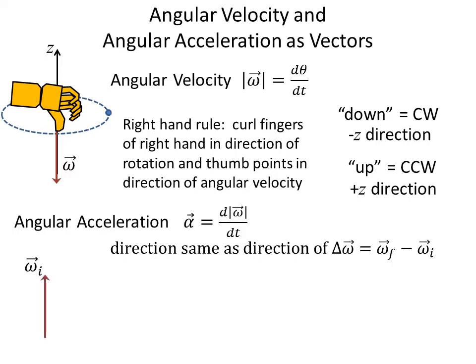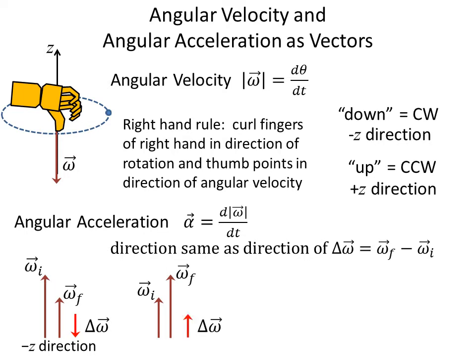So if we have an omega initial that points up and an omega final that also points up, but omega final is smaller than omega initial, the change, delta omega, is downward, so in the minus z direction. Or if we have a small initial omega pointing up and a larger omega final pointing up, then delta omega points up also, and that gives us a plus z direction.